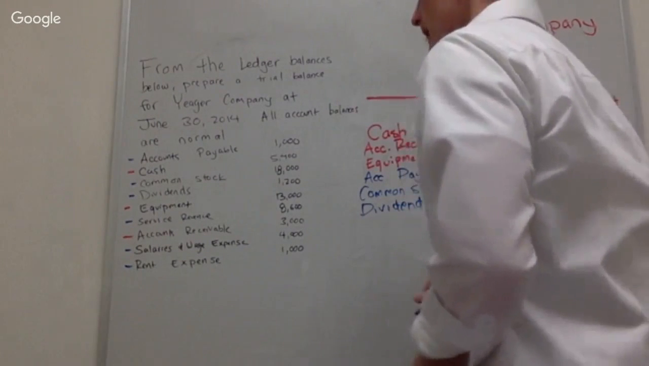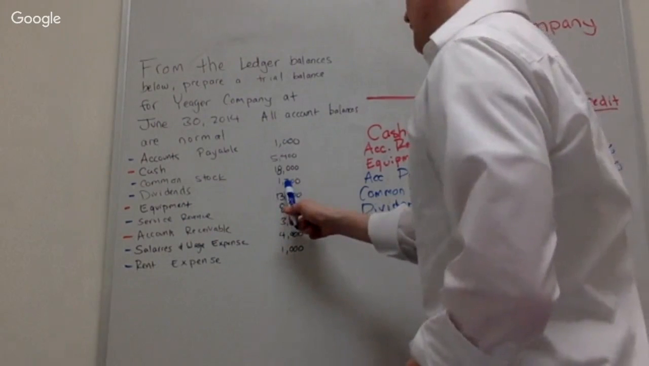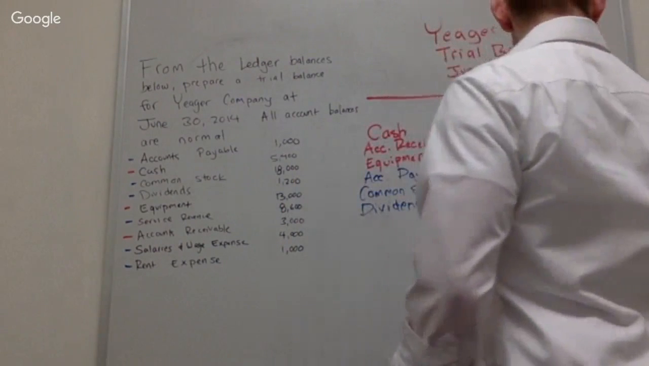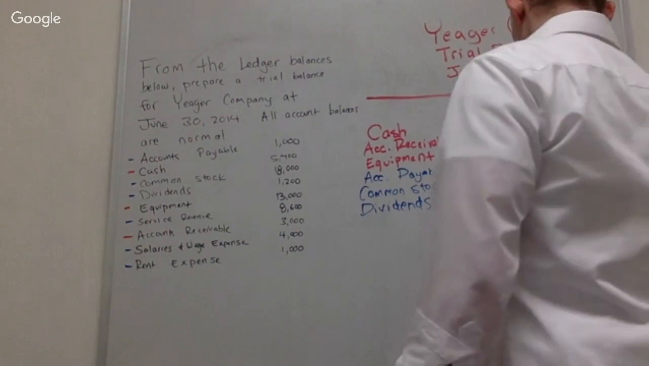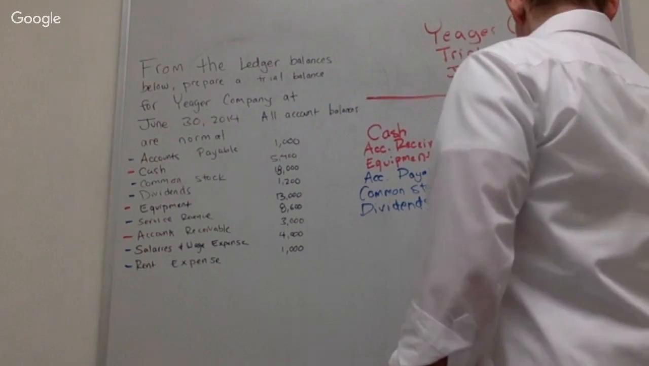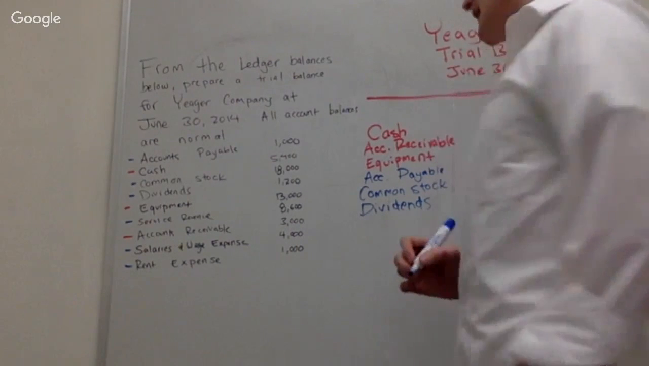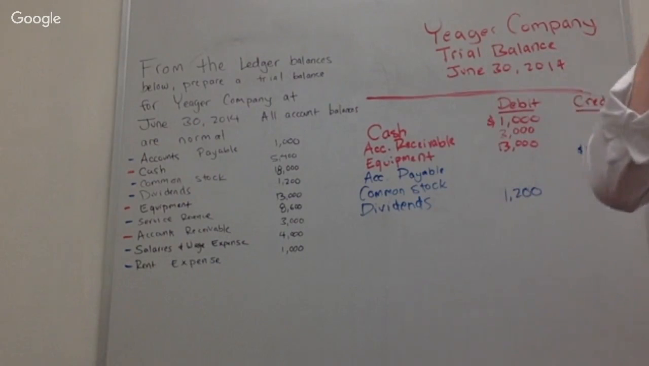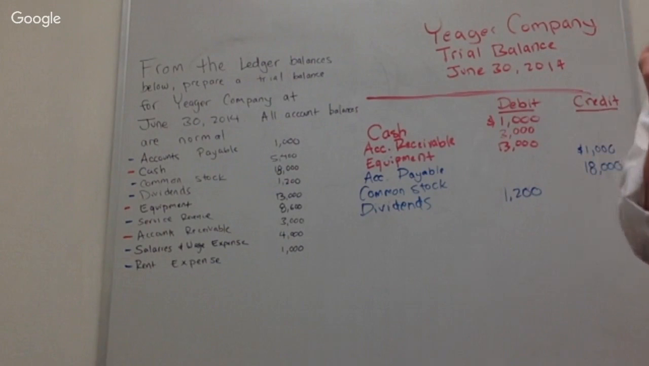Dividends, excuse me. And that was listed in the ledger as 1,200. So again, I almost wrote it in the credit section, but it belongs in our debit section. Now we will move on to our service revenue.